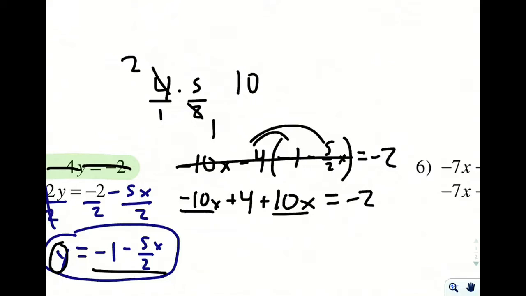When I combine my like terms on this side, I have 10x and negative 10x, so they go away, leaving me with 4 equals negative 2. Now, last time I checked, 4 does not equal negative 2. So I have a pack of lies over here. And I need to decide what to do about these things.